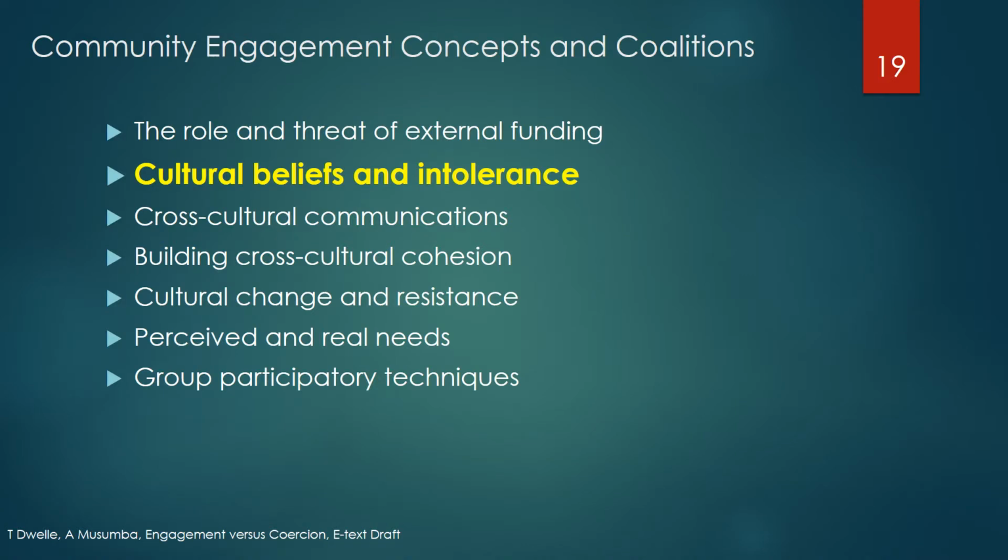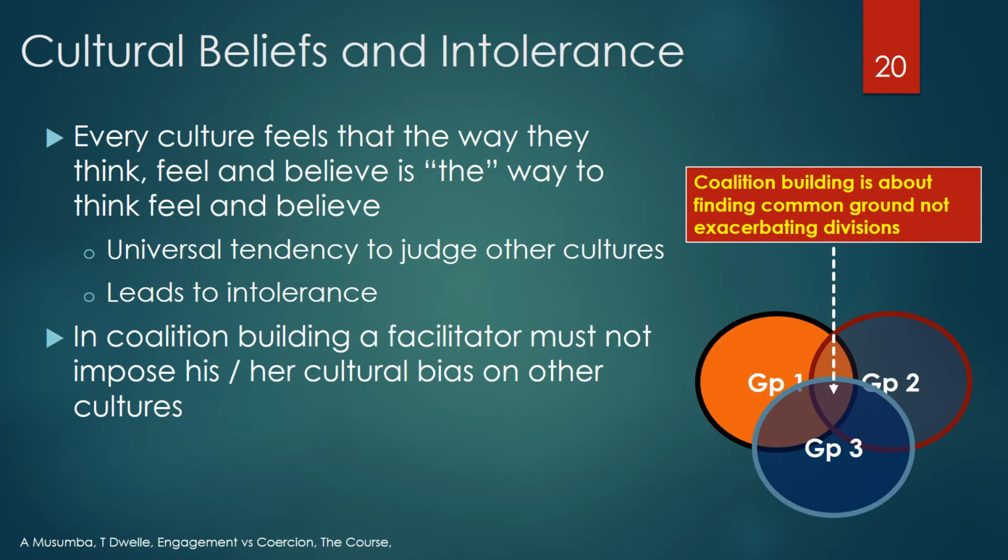Next is the relationship between cultural beliefs and intolerance. Coalition members often have different sets of beliefs and values representing different organizational cultures or subcultures. Every culture believes that the way they think, feel, and believe is the way to think, feel, and believe. Anyone or group that differs from their beliefs is obviously wrong. There is a universal tendency to judge other cultures based on one's own cultural beliefs. This thinking leads to intolerance and has likely been the cause of much of the world's conflict throughout history, and if not managed well, the source of many coalition failures.